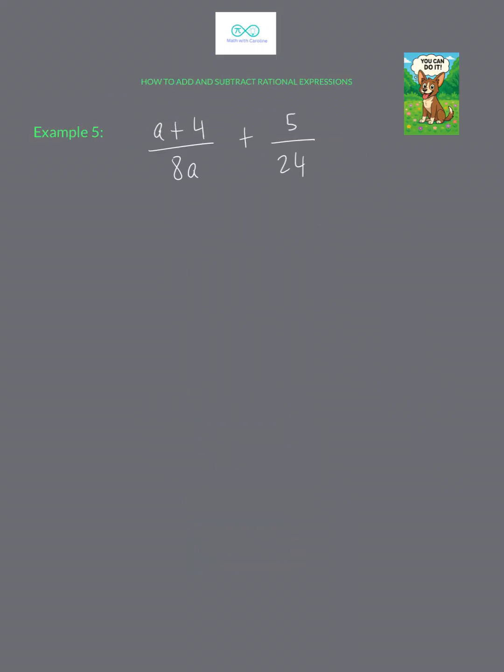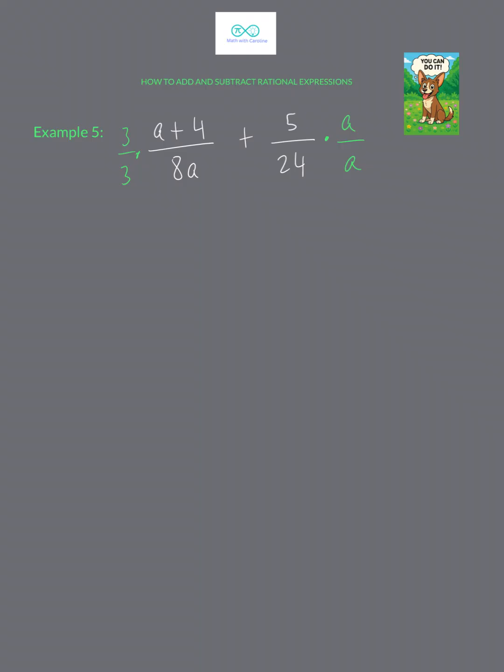Here's our next example. So we need a common denominator. So we look at the numbers first. Our larger number is 24, and since 8 is a factor of 24, we could just multiply 8 by 3 to get 24. So we'll multiply both the numerator and the denominator of our left fraction by 3 so that we would get 24. Now this a is missing over here, so we will need to multiply this fraction by a over a. And now you can see that this will have a denominator of 24a, and this will also have a denominator of 24a.